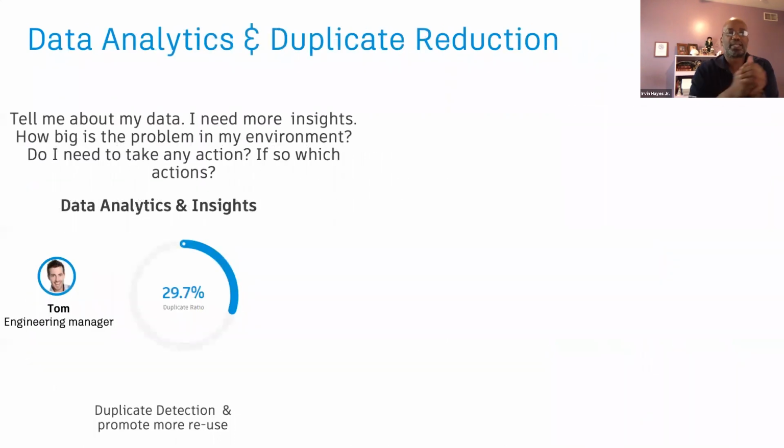In the product, you'll have two different areas. The first area is data analytics and insights. Take Tom Engineer, as an example, an engineering manager. What he wants is the ability to see how many duplicates are in his workspace. We're giving a duplicate dashboard that lets Tom see what his percentage of duplicates is, and he can move forward with other analytics to see more information as well.